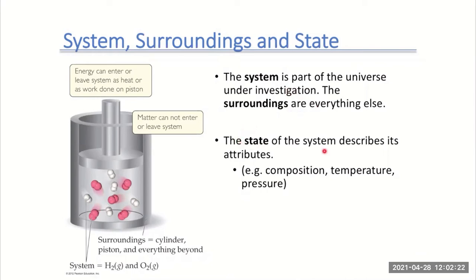The state of the system describes its attributes. That means if I want to talk about the state of the system, I can talk about its composition. It contains oxygens and hydrogens. I can talk about the temperature. We can say the system's at 200 degrees Celsius. Or I can talk about the pressure. Since it's a gas here, I can say the pressure is 2 atmospheres. All of that is letting me know more about the system itself.